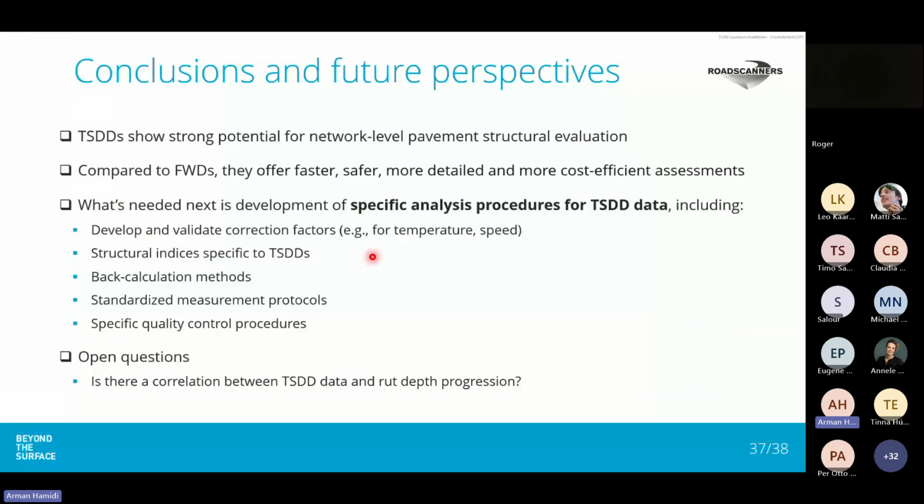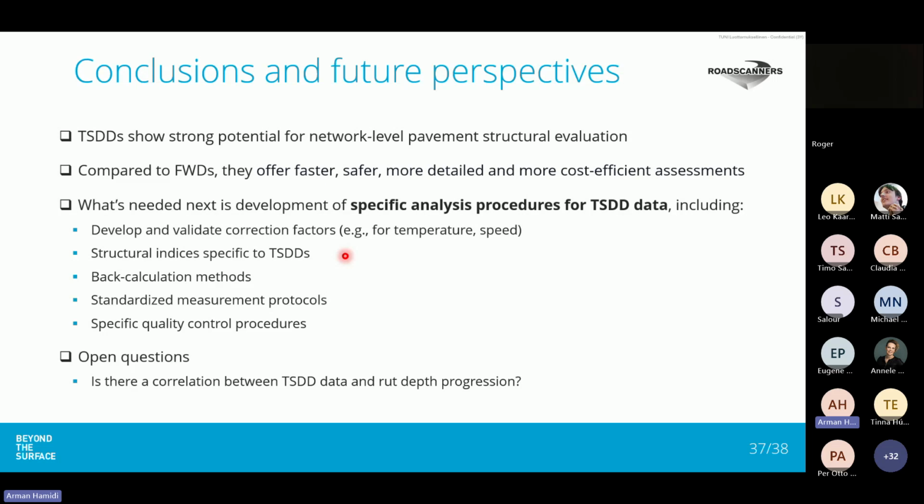So in general, TSDs show a strong potential for network-level structural evaluation of pavements, and compared to FWDs, they are faster, safer, and provide more detailed and more cost-efficient assessment, not necessarily more accurate assessments, but they have some obvious advantages over FWDs. There are specific areas that need further development. For example, the topic of this study, which was developing temperature and speed correction factors for TSD measurements and also validating them using field data.